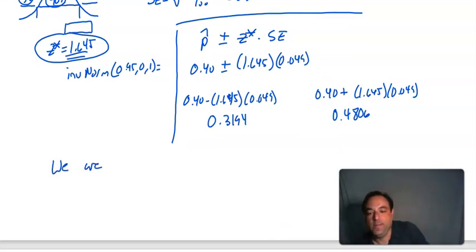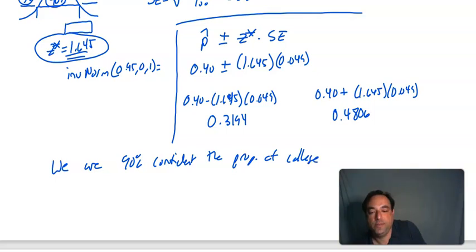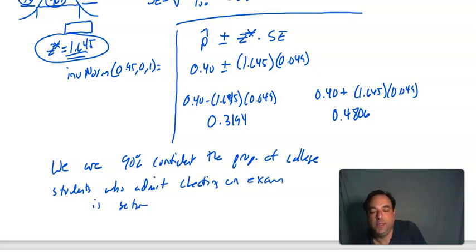We are 90% confident the proportion of college students who admit cheating on an exam is between 31.94% and 48.06%.